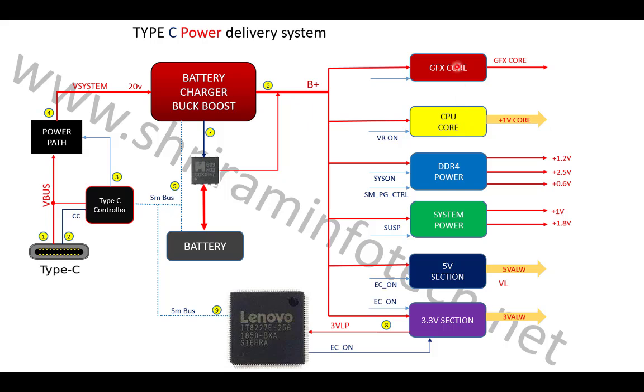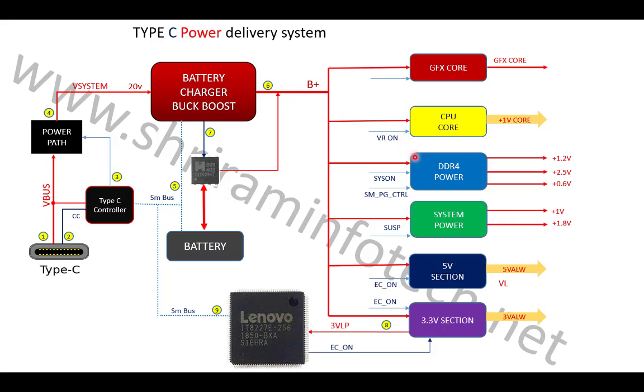This section normally works in Type C laptops, which are from the 10th generation onwards. In the 10th generation, we know that the CPU and the PCH are combined. So this voltage going to the PCH means it is going to the CPU only.